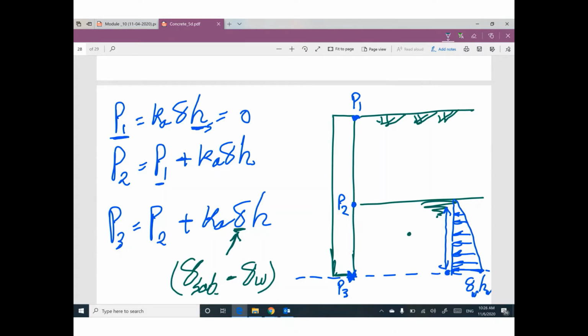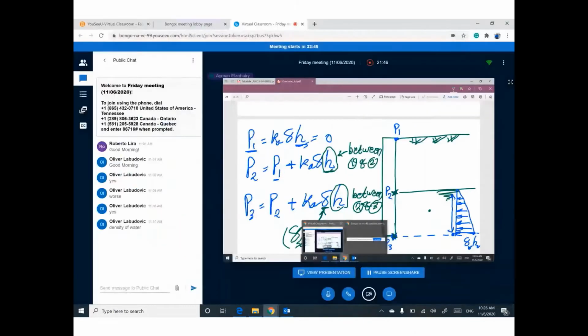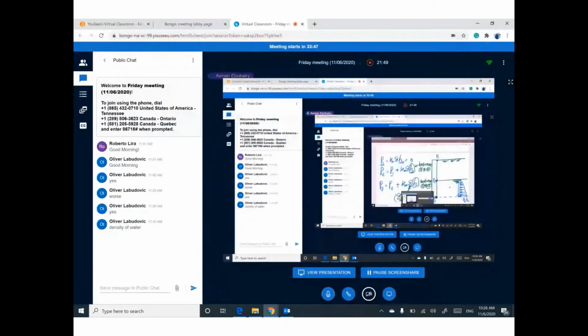Be careful. Guys, if you are talking about pressure at point 2, this H is between 1 and 2. For pressure at point 3, this H is between 2 and 3. If you have P4, P5, P6, in the same sequence. Any question?